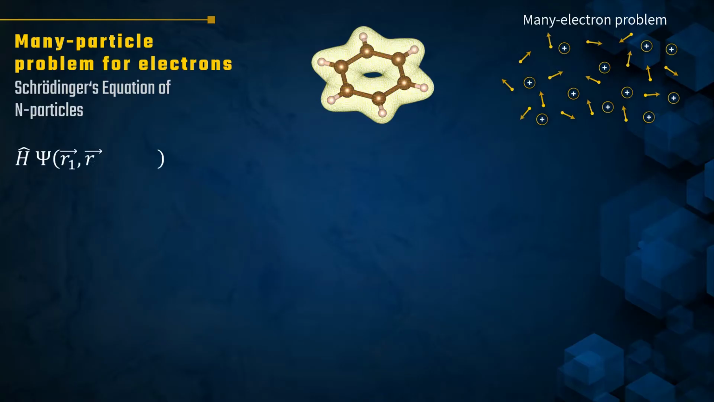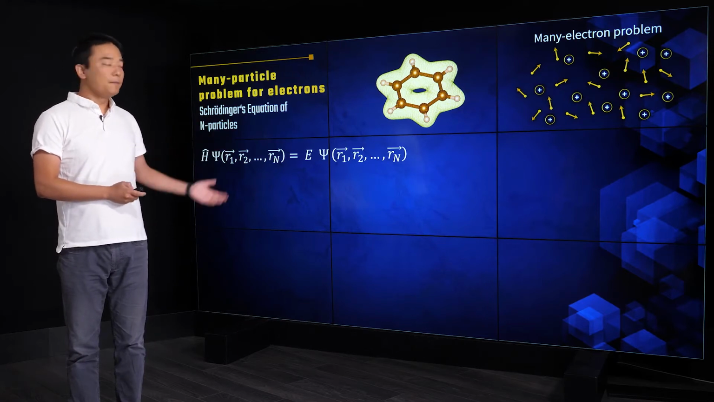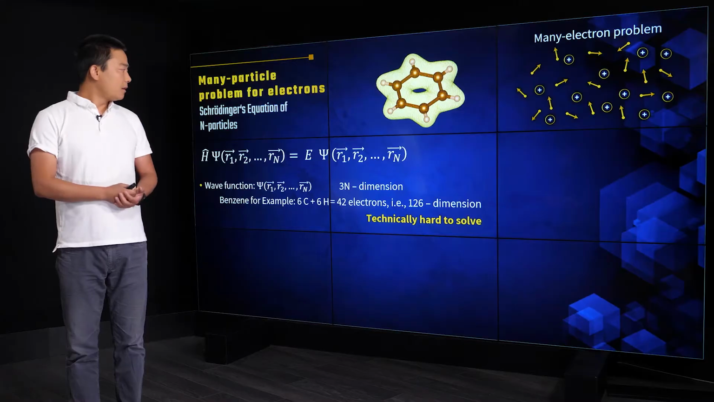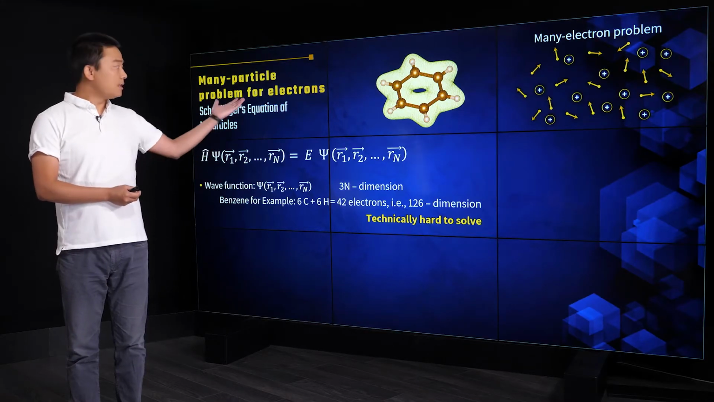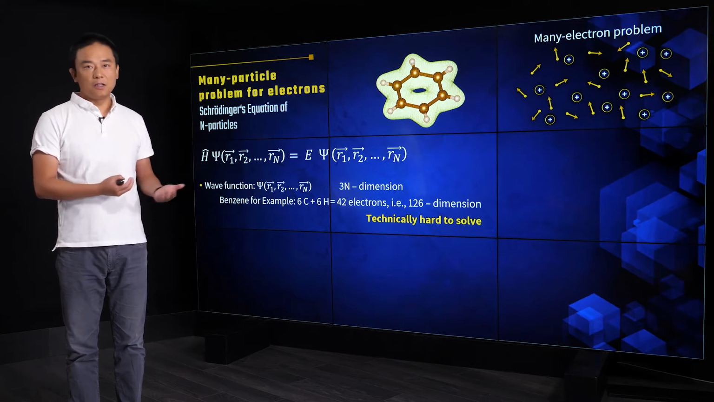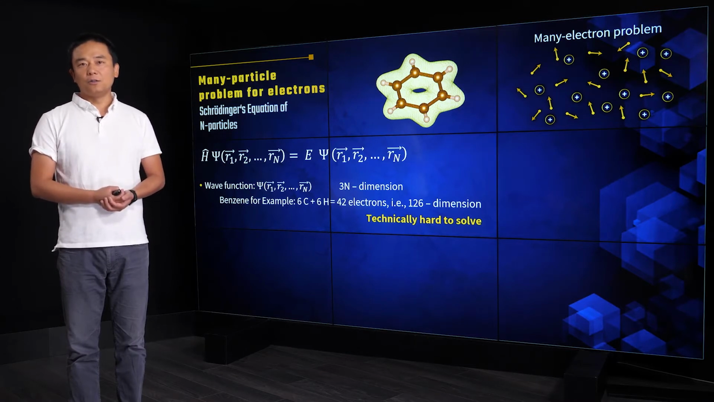Well, we can always write the Schrödinger equation, and this is the many-body wave function. For each electron, its position is represented by R. For N electrons, we will have 3N degrees of freedom. For example, a very simple benzene molecule has 42 electrons, and in total we have more than 100 degrees of freedom. This will be, in practice, very hard to solve.